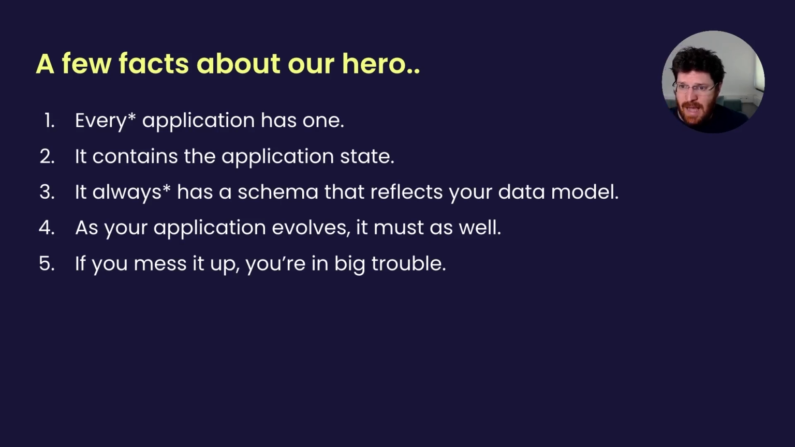Number four, as your application evolves, so must your database schema. When you add new features, you add new entities, you create new relations between them. These changes must be somehow reflected in the database schema so this information can be stored and persisted and presented to users. And number five, if you mess up evolving your database, you're in big trouble. Sure, you can throw away your production database and start from scratch, but your CEO will most likely not be very pleased.